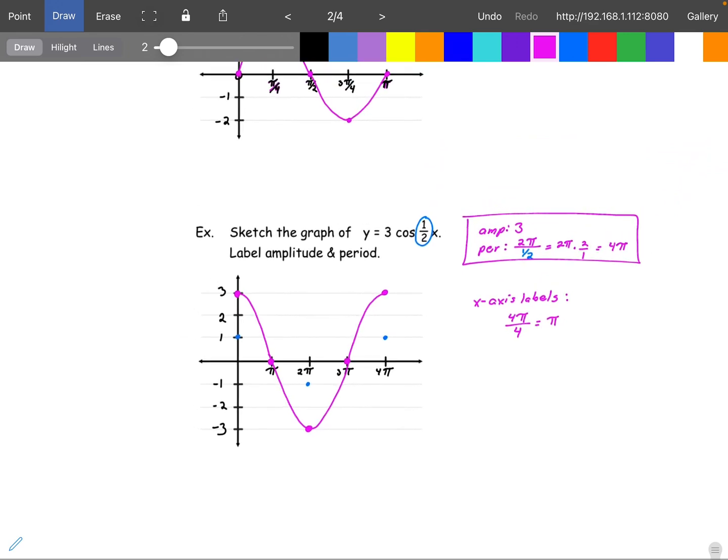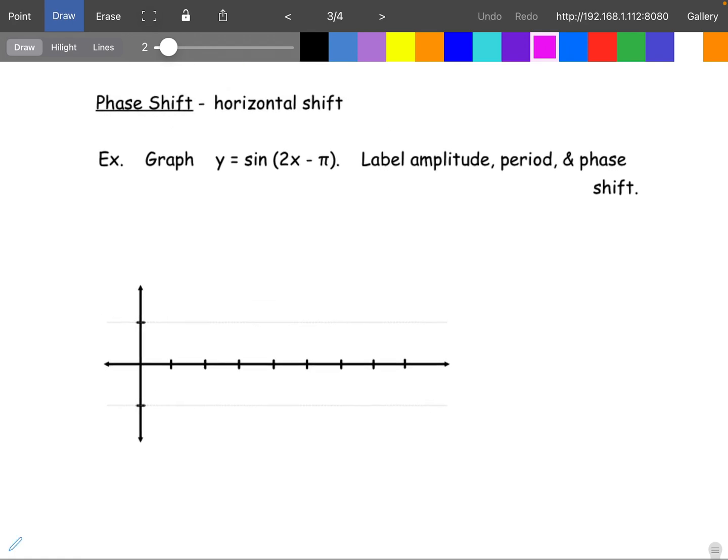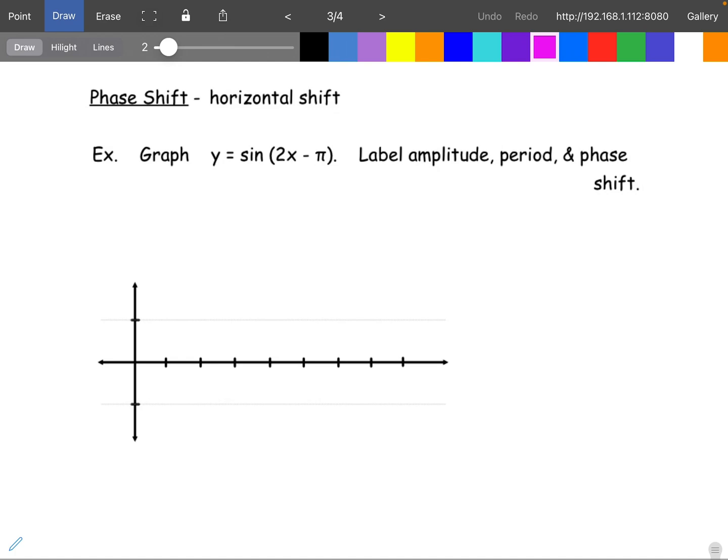The next thing we need to look at is what we call a phase shift. And a phase shift is really basically the same thing as a horizontal shift. Now, if you think about all the other graphs we've ever done, a horizontal shift always comes from something that is either added or subtracted within the function. So within the parentheses or the radical or whatever symbol you have. So horizontal shift is inside, which means a phase shift is also inside.